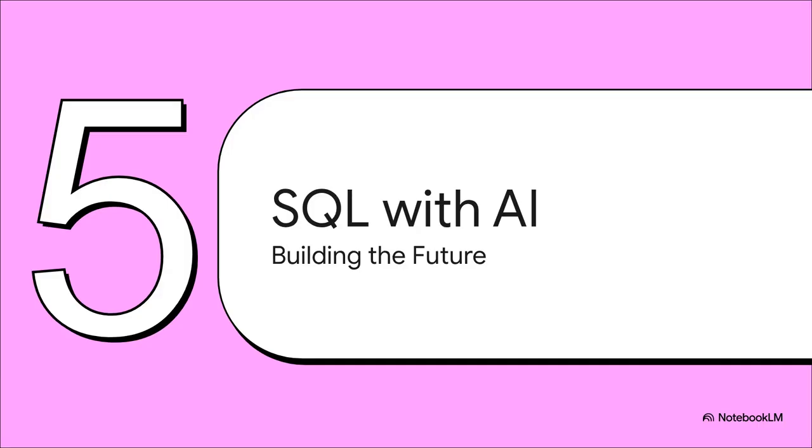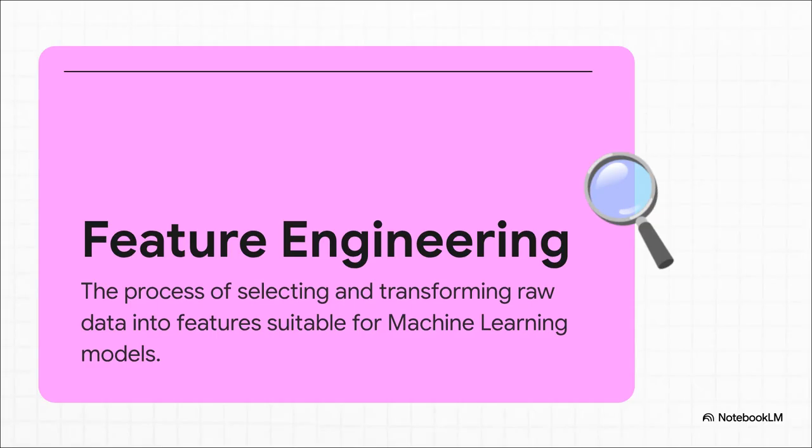And now for our final level. Level 5 is where we connect everything we've just learned to the super exciting world of artificial intelligence. How on earth does this language that's been around for decades play such a huge role in building the future? Well, the answer is a process called feature engineering. Now that sounds really fancy, but all it means is taking your messy, raw data and transforming it into clean, useful features that a machine learning model can actually understand. And it turns out SQL is one of the best tools out there for doing just that.